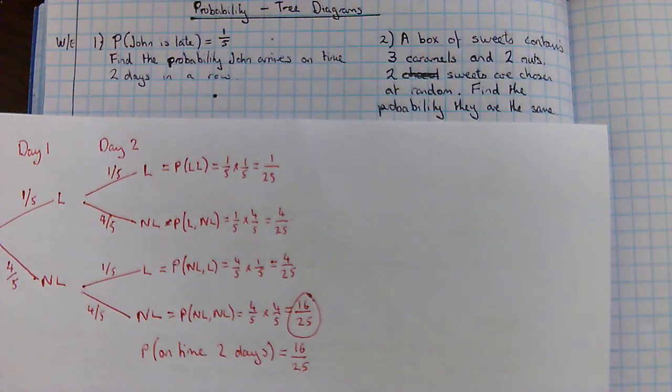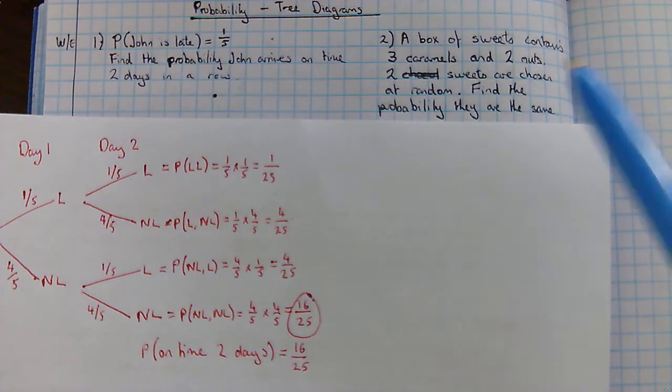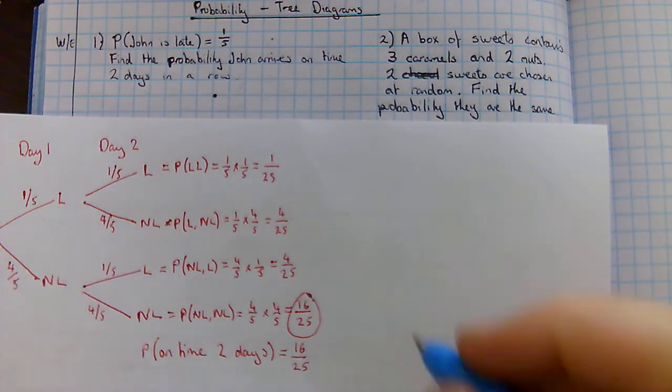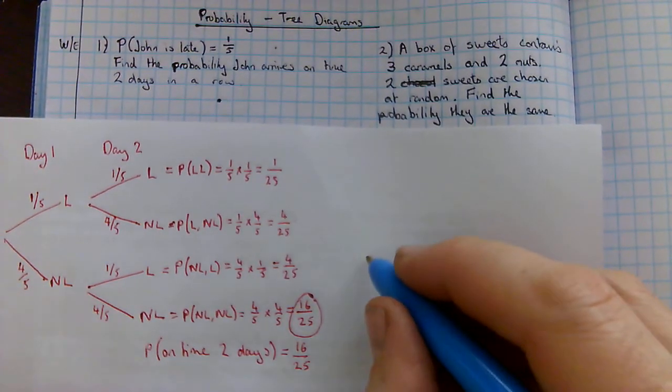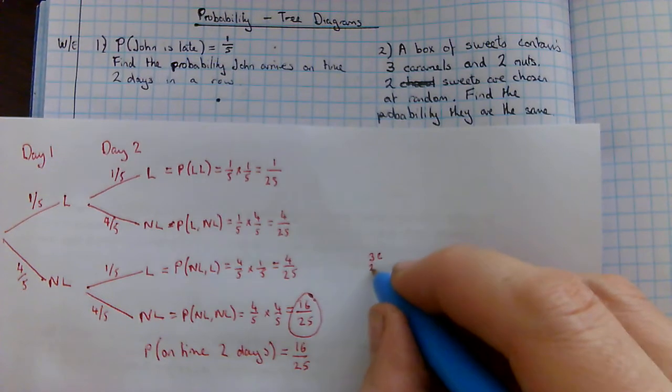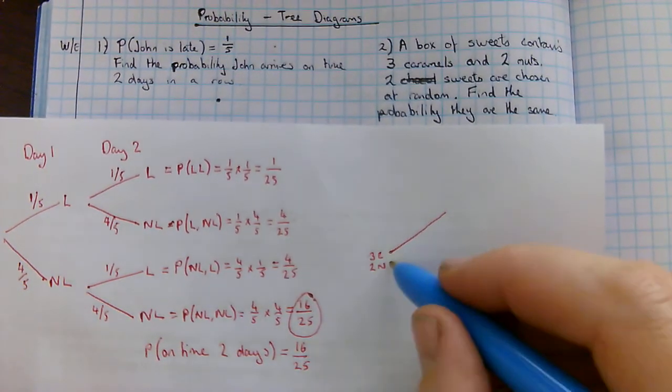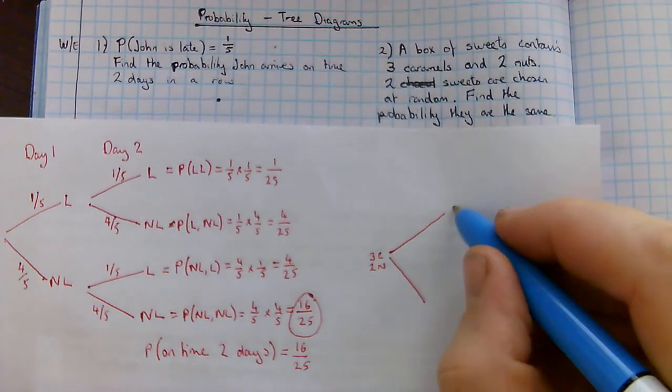Looking to the second example, it's slightly more complicated because the probabilities change. What's going to happen is I take one of the sweets out of the box, I eat it, and then I take another sweet. So depending on what I've taken, the numbers left in the box are going to be different. We're going to start at the beginning with 3 caramel and 2 nut. So I could take a caramel or I could take a nut.